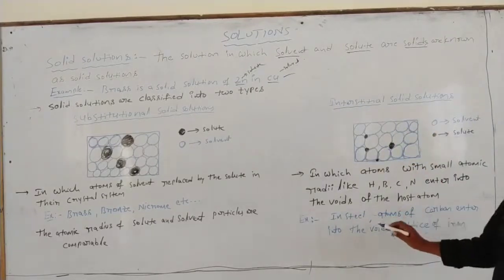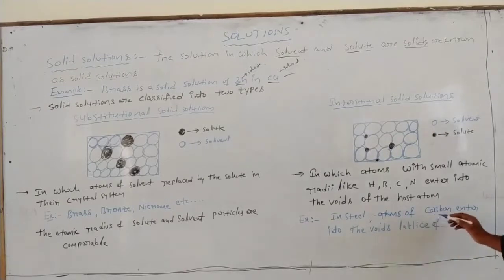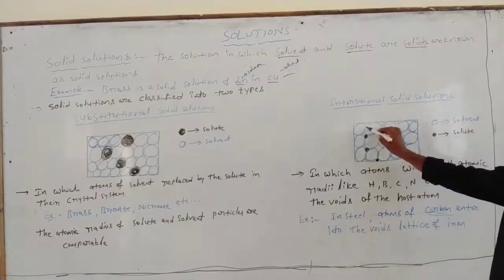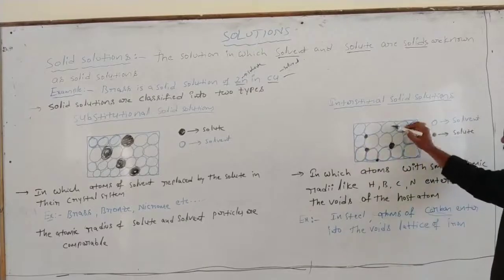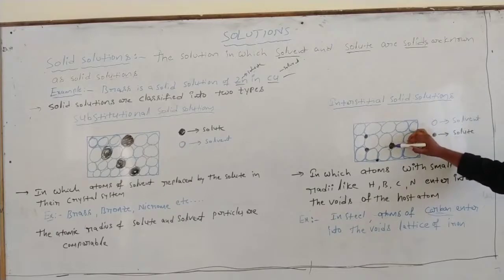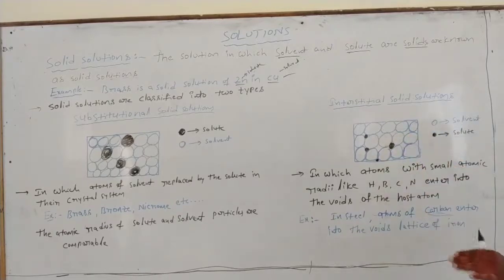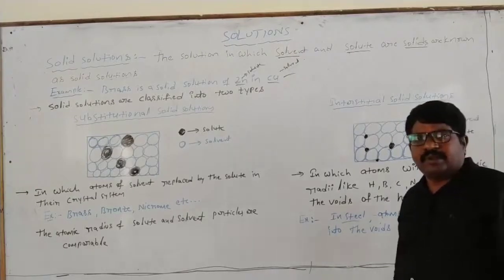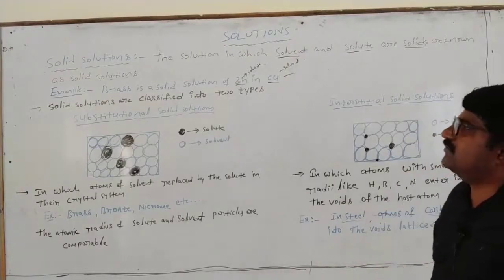In steel, for example, atoms of carbon enter the voids of iron. Consider these are iron, all three layers are irons. In between the irons, the carbon particles are occupied. That constitutes steel. So these are the types of solid solutions.